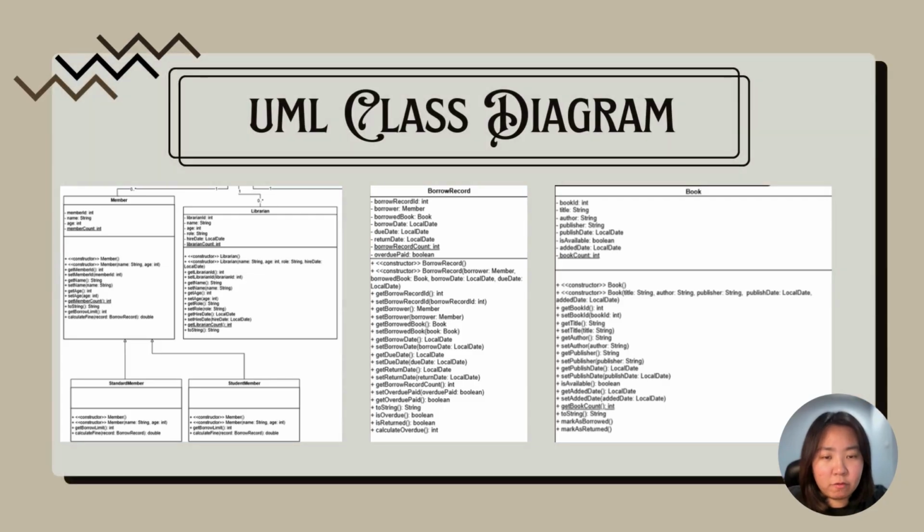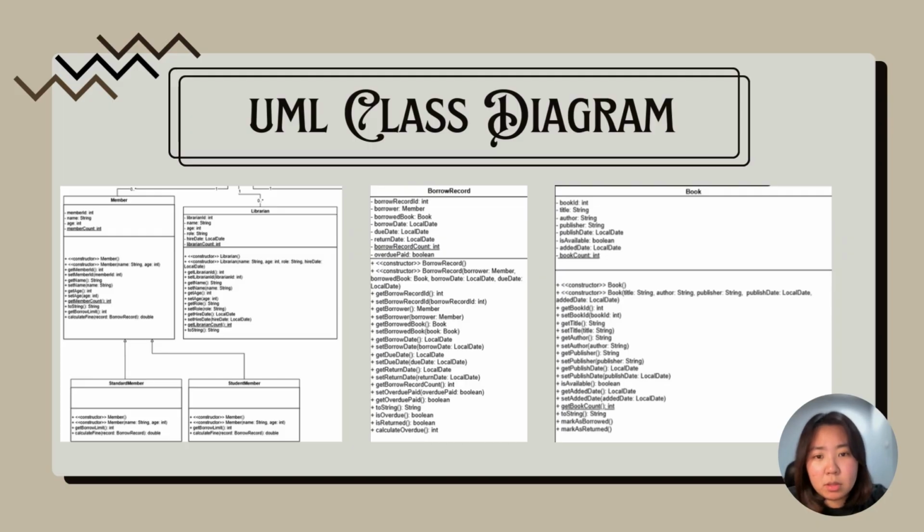Next, I will go through the four business entities. All classes revolve around the borrow record class. It independently records the complete borrowing transactions, including borrow date, due date, and overdue status. This ensures data integrity and historical traceability. Even if a member or a book is removed, we can still check the borrowing history from before.